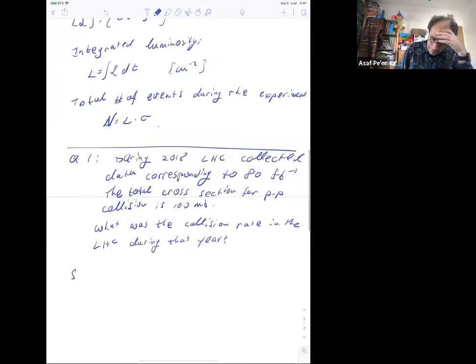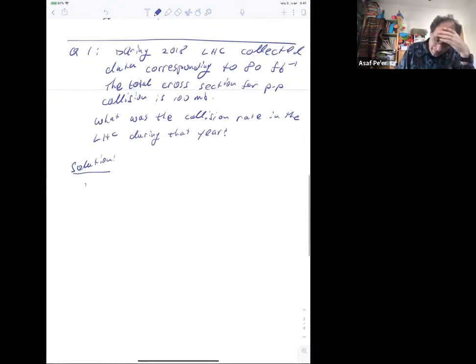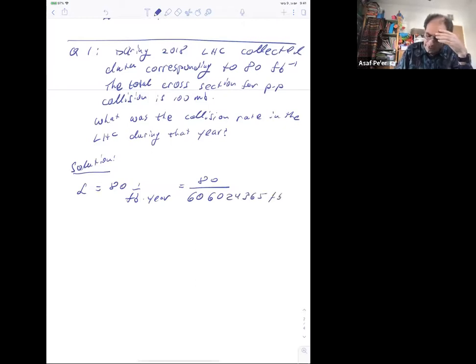Okay, so the solution is quite straightforward. It's just putting down the numbers, right? So the luminosity is 80 1 over femtobarn per year. So it's 80 divided by 60 seconds, 60 minutes, 24 hours, 365 femtobarn per second, which is 2.5 times 10 to the minus 6, 1 over femtobarn per second.